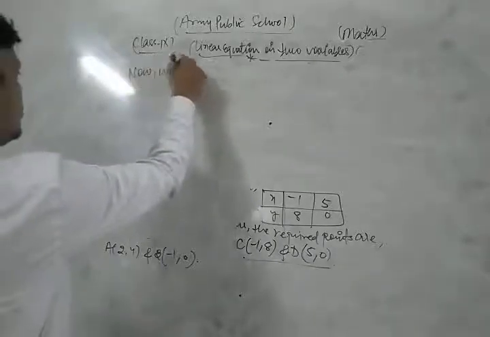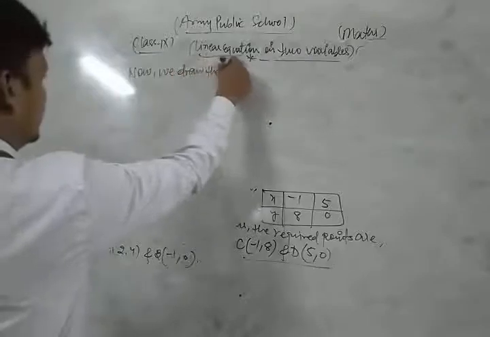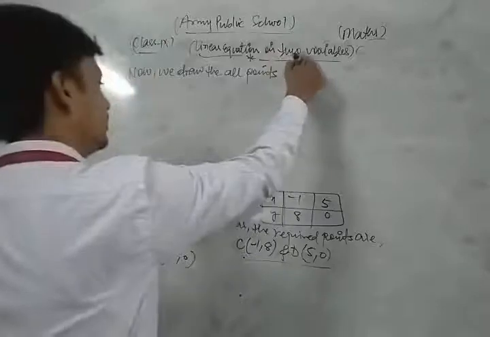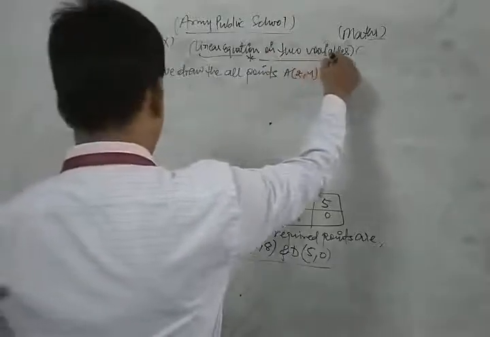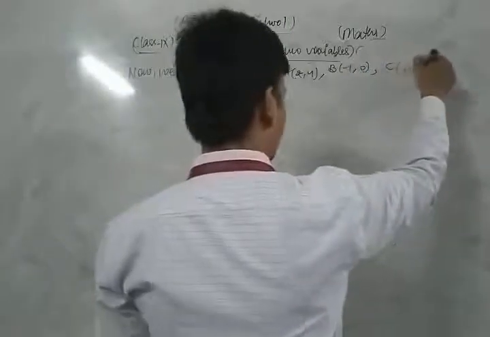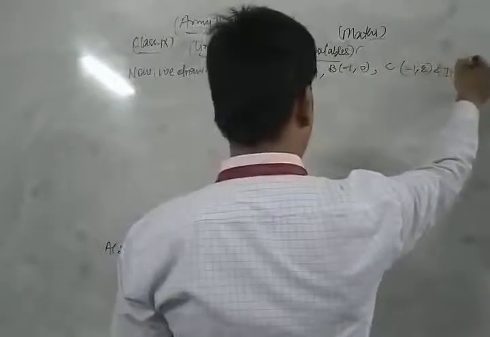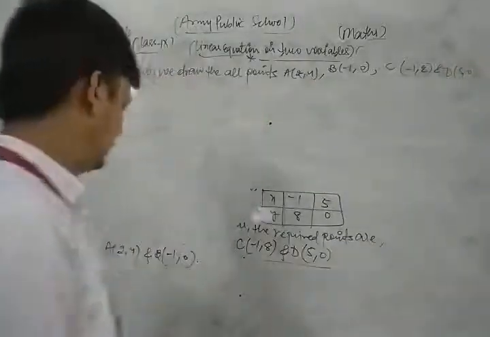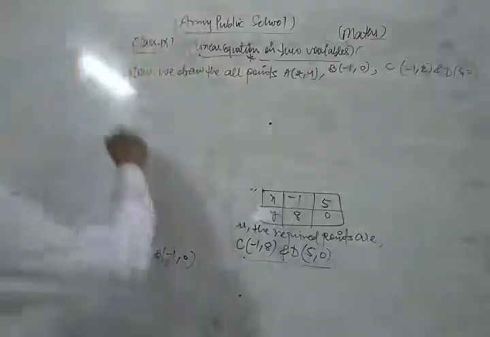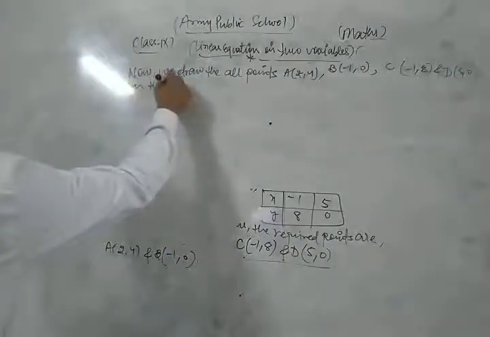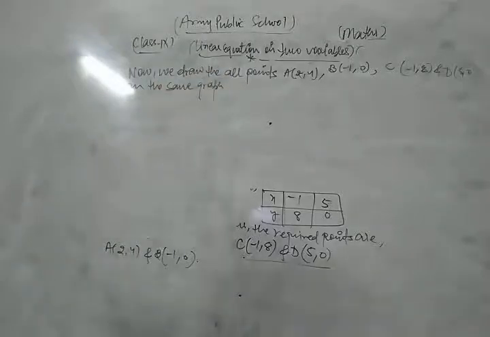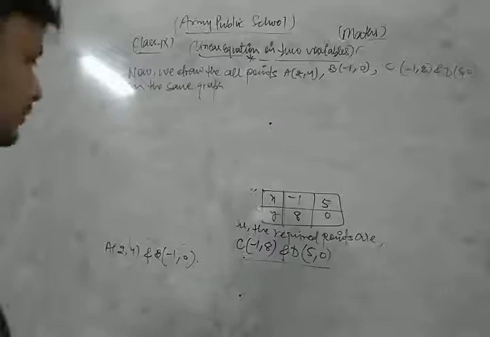Now we draw all the points A (2, 4), B (-1, 0), C (-1, 8) and D (5, 0) on the same graph. Let's see.